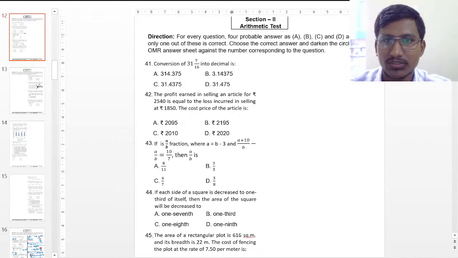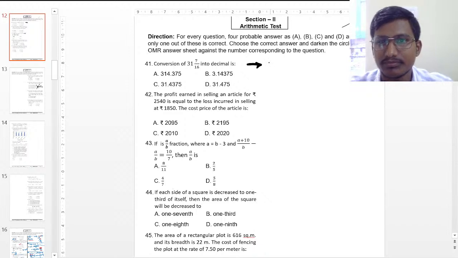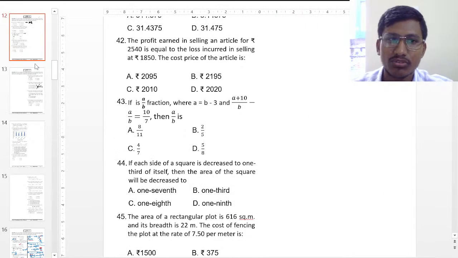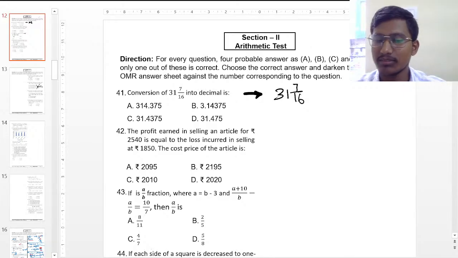So the question is 31 and 7 by 16. We have to write it in the decimal form. So how do we write it in the decimal form? Can anyone tell? Tell me.